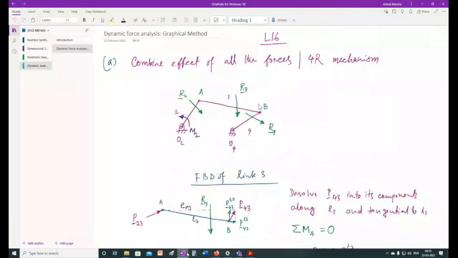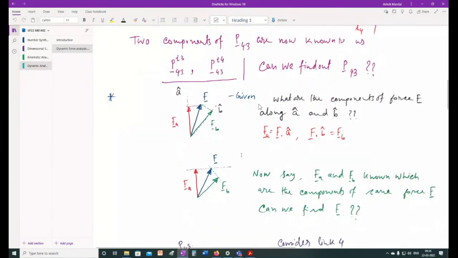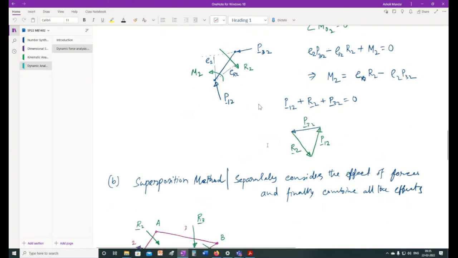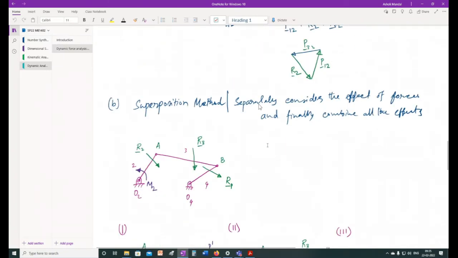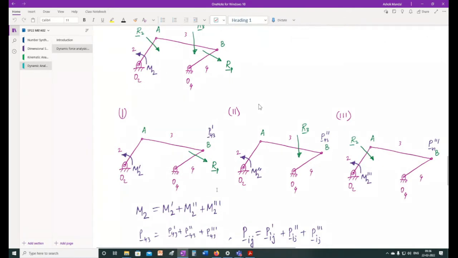Okay. Let me come back to our discussion. In our last class, we discussed dynamic force analysis using the graphical method. The first method combined the effect of all the forces, using free body diagrams, and a new technique to find out the joint force. The technique is: suppose two components of the same force are available to us, can we find out that force? Using that concept, we found the joint forces, and using those joint forces, we found other unknown forces. Then the second method we discussed is the superposition method, where we separately consider the action of each force and then find out the combined effect.